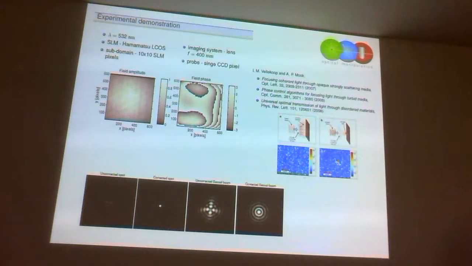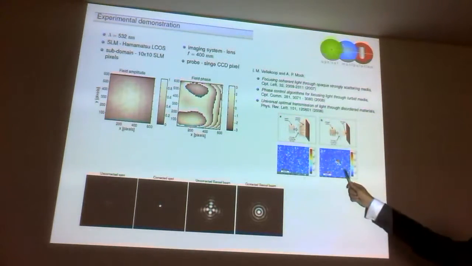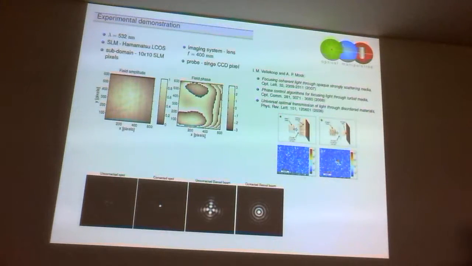Go home, have a nice dinner, sleep on it, and you'll get back, and it will optimize by three orders of magnitude speckle. It'll concentrate the light just from speckle. So that's light going through speckle.